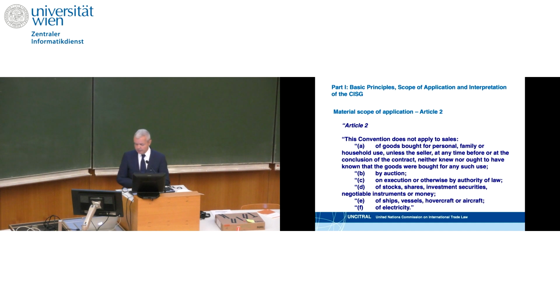It talks about goods that are bought for personal, family, or household purposes. So if it's for any of these purposes, then it's not covered by the CISG. Unless the consumer nature of one of the parties was not apparent to the other, and the other party neither knew nor ought to have known that the buyer in that particular case was buying for personal, family, or household purpose. The second big exclusion is goods sold by auction.